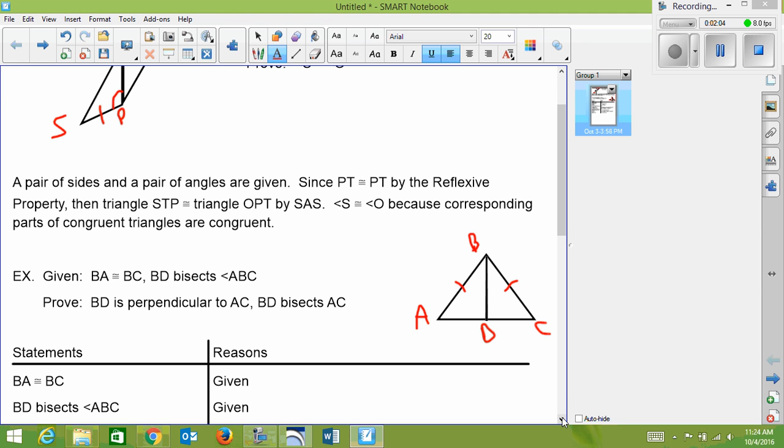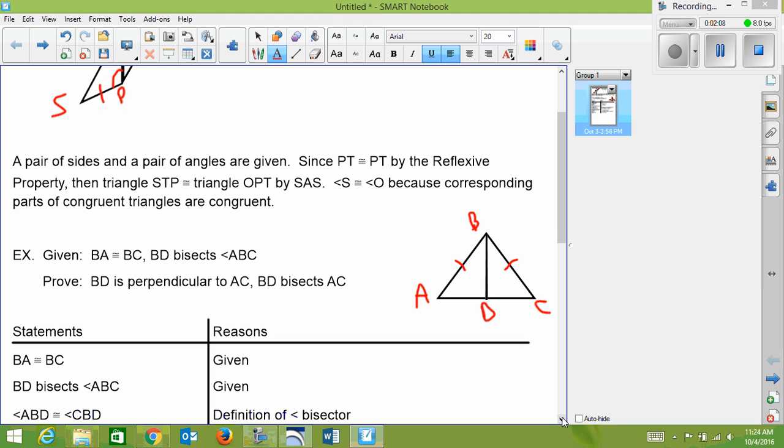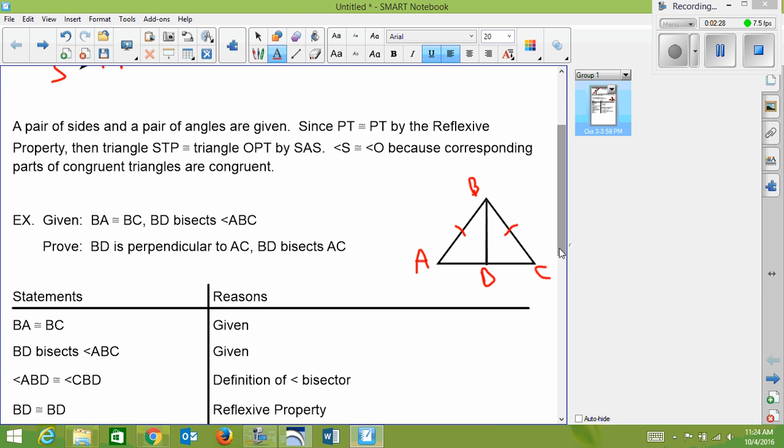Then the next logical step would be to say that angle ABD right here is congruent to angle CBD. How do I know that? Because the given information is that BD is the bisector. So you know that this angle on this side has to equal this one. How do I know that? It's the definition of angle bisector. From there, I can say that BD is equal to BD because of the reflexive property. It has to be equal to itself.